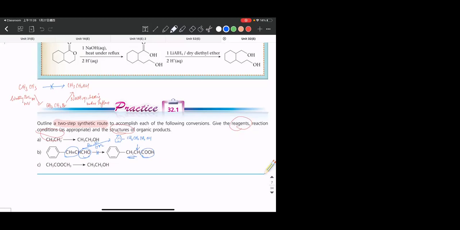So once I change it to this phenylpropan-1-ol, you can go back to the phenylpropanoic acid. How? That's the second step. How to write down the second step? What is the condition? Acidified K2Cr2O7. What is the condition? Heat under reflux. Yes, heat under reflux again.